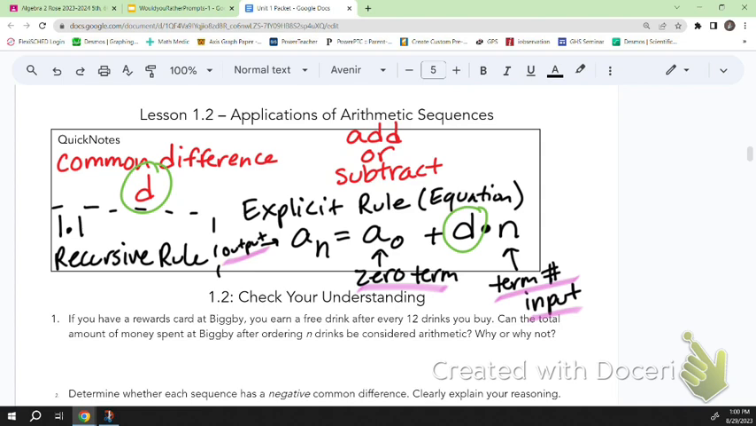You want to try some examples together? Sure. Let's do number 1 in the check. If you have a rewards card at Big B Coffee, you earn a free drink after every 12 drinks you buy. Can the total amount of money spent at Big B after ordering n drinks be considered arithmetic? Why or why not? Turn and talk to your team. Is that arithmetic or not? What do you think?